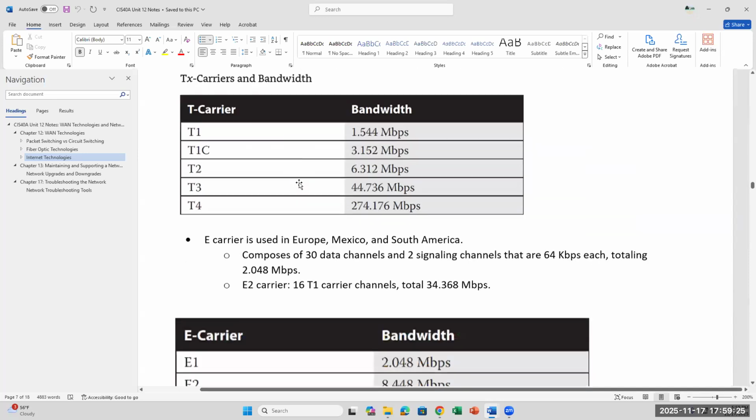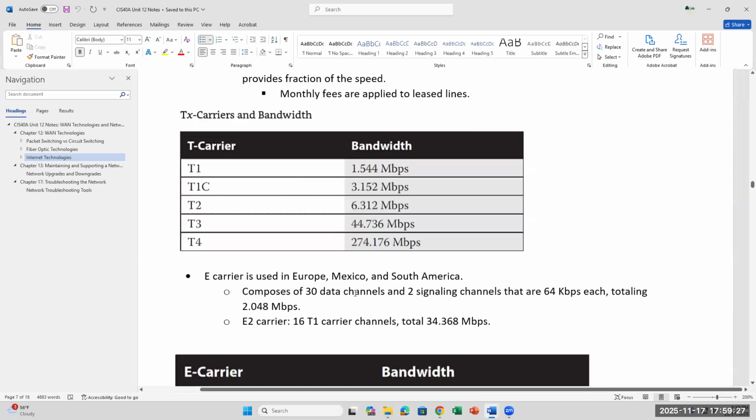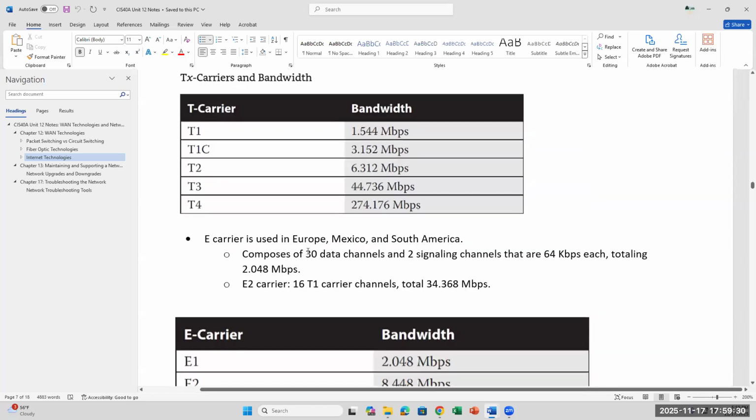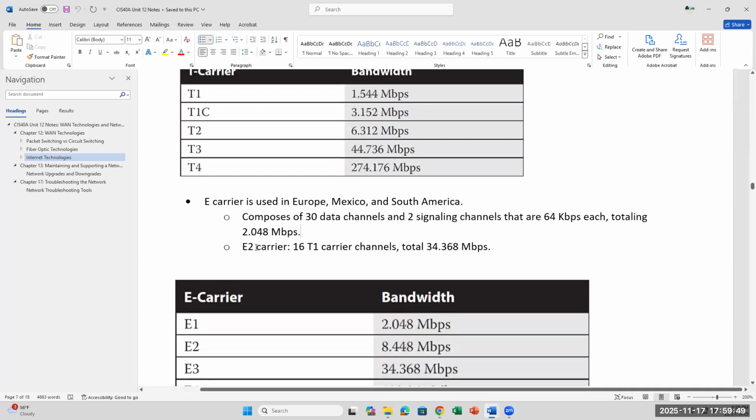And it really depends on the channels. In Europe, Mexico, and South America, you have 30 data channels and 2 signaling channels. So you would take 30 times 64 and 2 times 64, and you get a higher speed in Europe and Latin America, at 2.0 megabits per second. And if you go with the E2 carrier, it's 16 times T1. So if you compare a T2 to an E2, oh man, Europe is much faster.